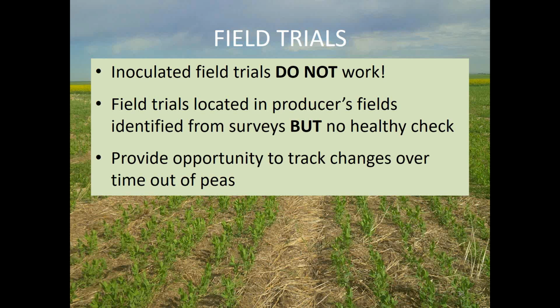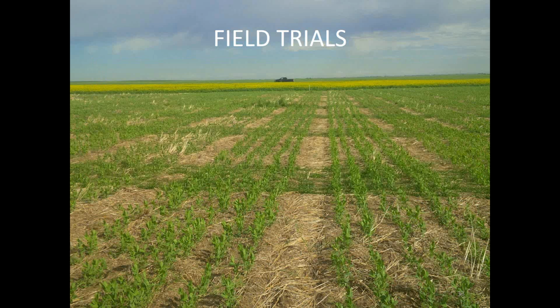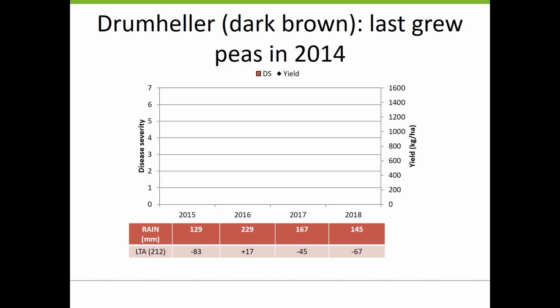But we always look at a silver lining, and what's been helpful is that it is providing an opportunity to track changes over time out of peas. So we can go back into the producer's field and move our trials around and keep track of their rotation. So we're building a little bit of a rotation component into these field trials as we move them around in a producer's field.